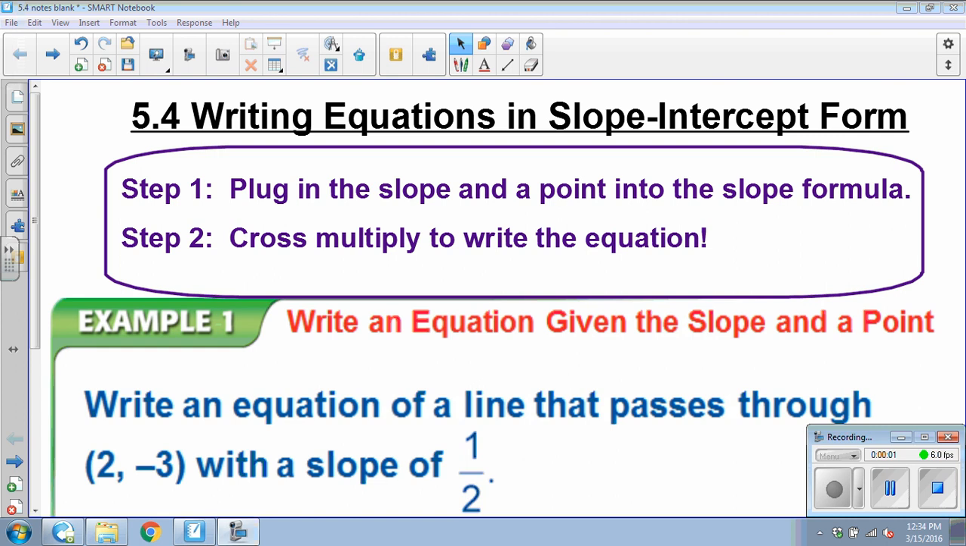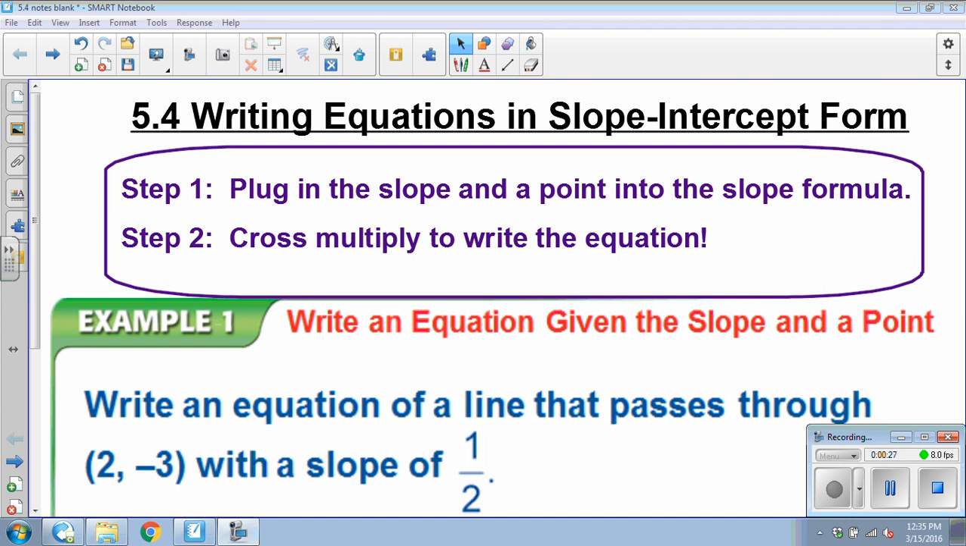For 1 point, and every single problem will give you 1 point on the line. They will give you an XY coordinate. They will automatically give you one. You need 1 point, and you need the slope. They don't always give you the slope. Sometimes they give you 2 points, so you have to go find the slope. But you need a point and the slope. Everybody say that. What do we need? A point and the slope.